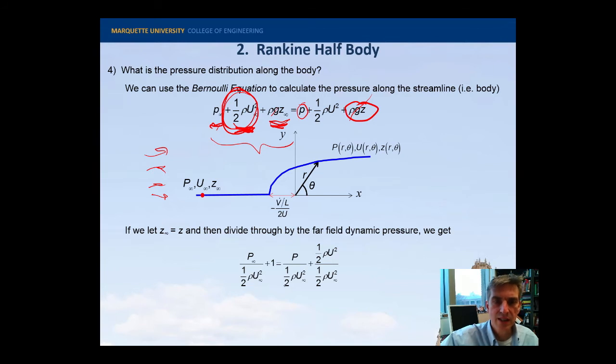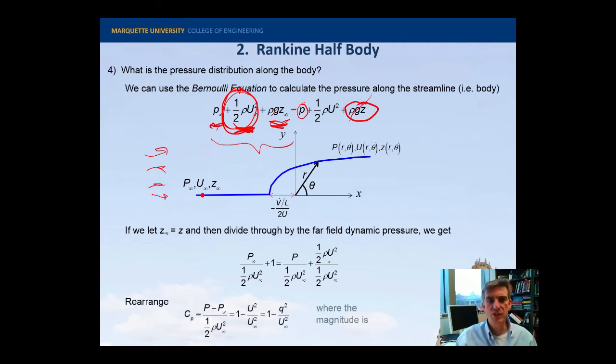So we get this plus 1 equals the local pressure divided by the far field dynamic pressure, the local dynamic pressure divided by the far field dynamic pressure. And we rearrange that into pressure minus pressure. So I move the pressures to the left-hand side, and I move this 1 over to the right-hand side. And I get this expression here. And I recognize that this is dimensionless, right? That pressure minus pressure divided by the dynamic pressure would be unitless.